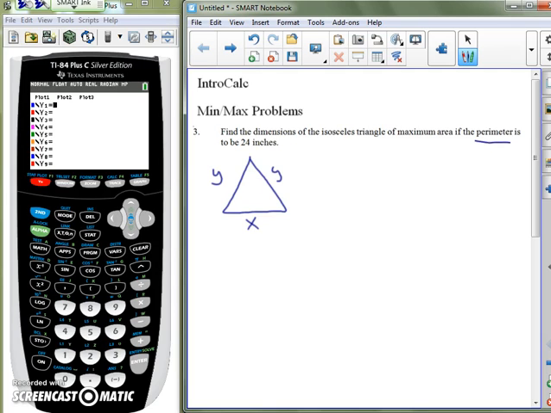Perimeter is the distance around. It's 24 inches, so that's my constraint. So 2 y's and an x makes 24. The problem states you want to find the maximum area, so there's our target, maximum area.